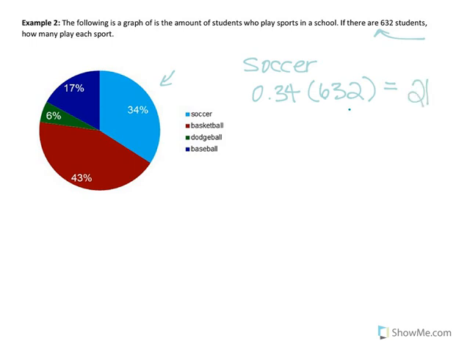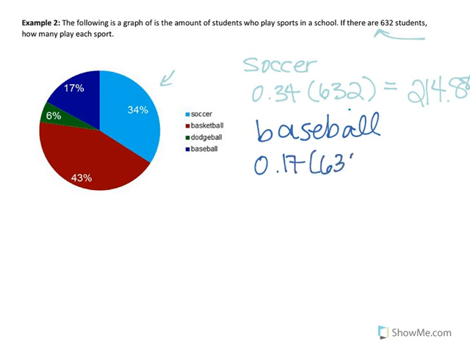Okay, for the first one, you should have got 214.88. We'll just write down all of the numbers. Now the next one, baseball. I wanted to use blue. So 0.17 times 632, and you get 107.44.